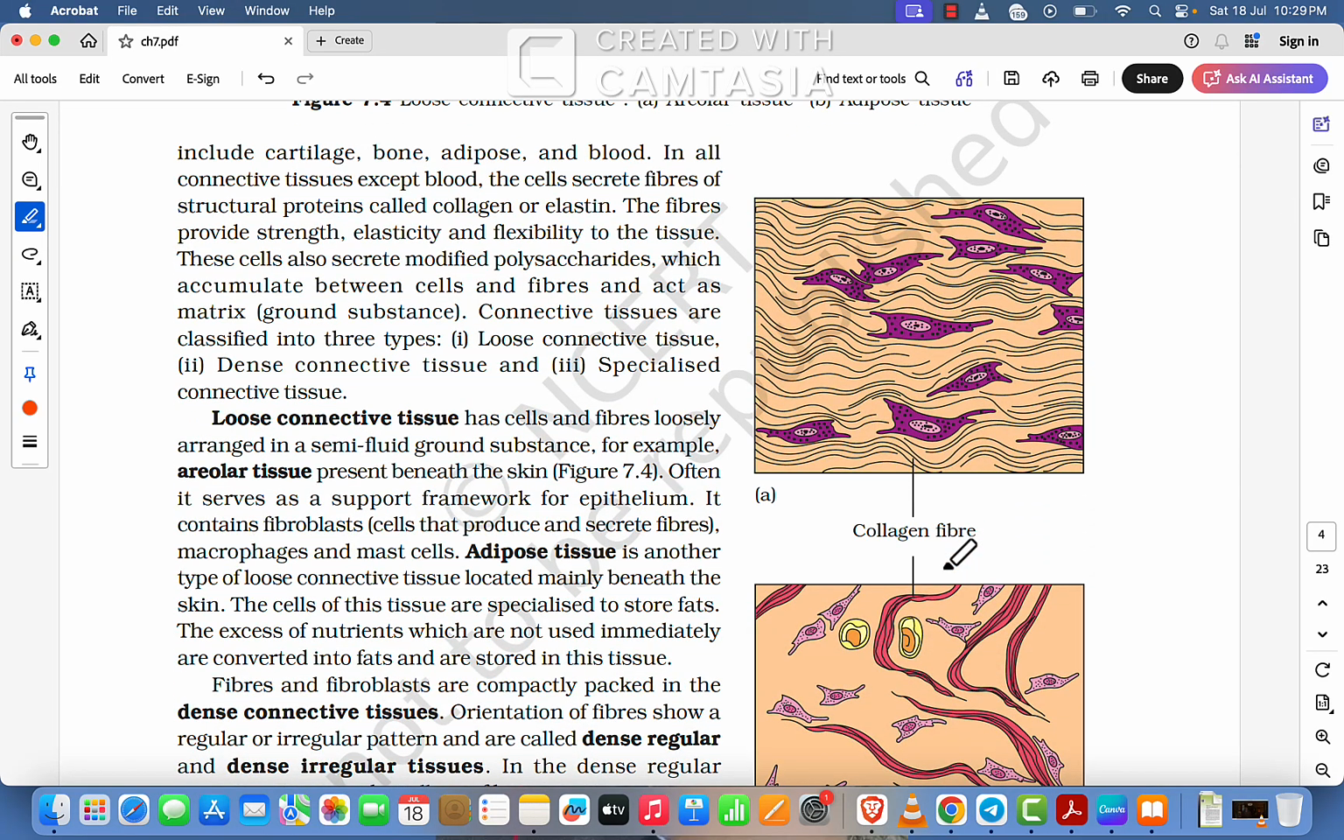In all connective tissues except blood, the cells secrete fibers of structural proteins called collagen or elastin. The fibers provide strength, elasticity, and flexibility to the tissue. These cells also secrete modified polysaccharides, which accumulate between cells and fibers and act as matrix, ground substance. Connective tissues are classified into three types: loose, dense, and specialized.